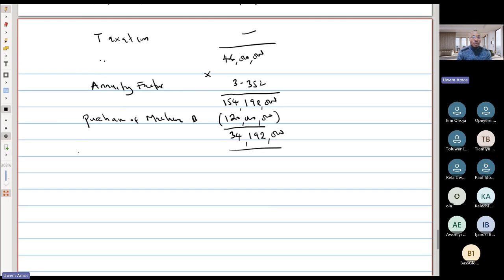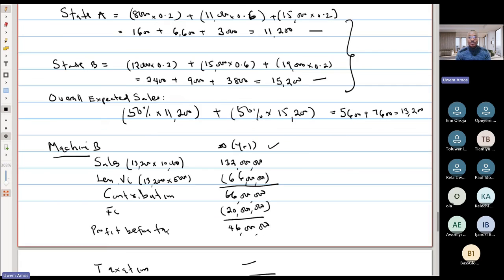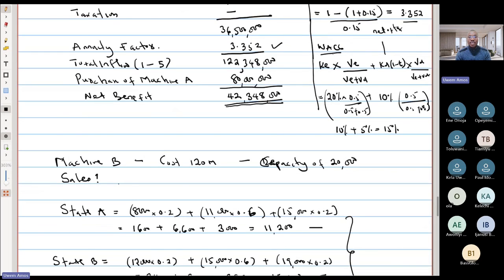Okay, so let's summarize. If we do machine A, our net benefit from the calculation would be 42,348.